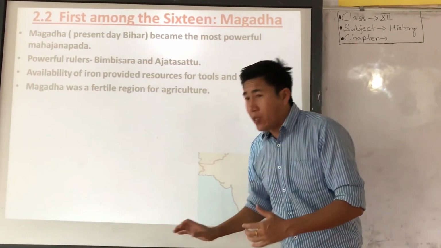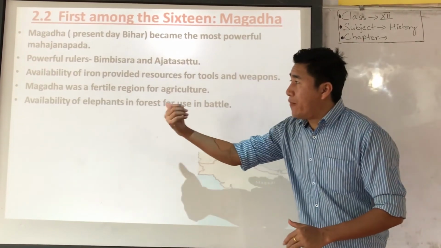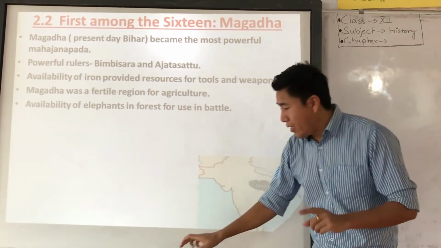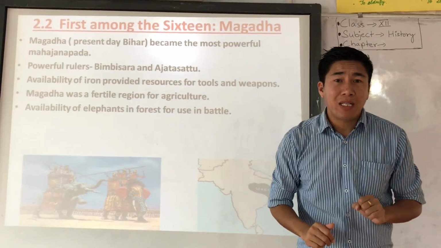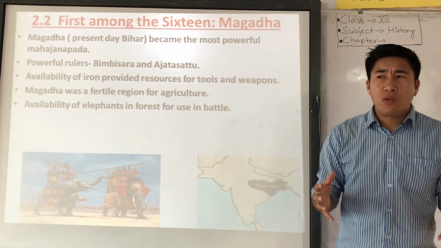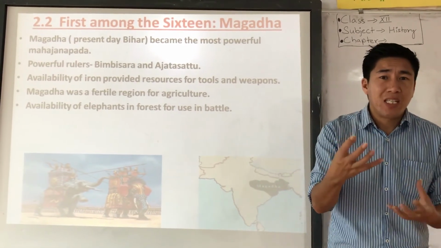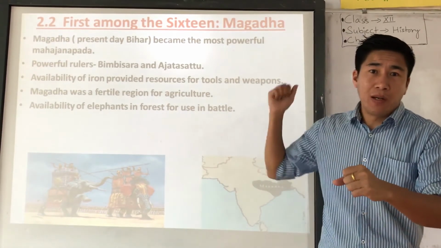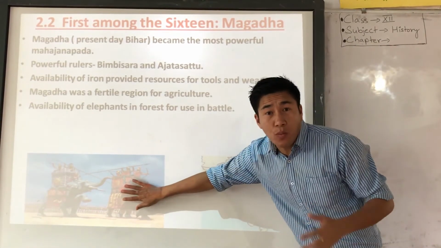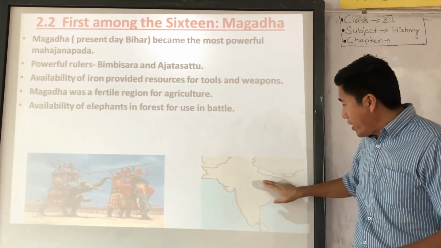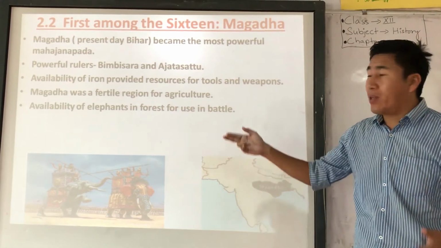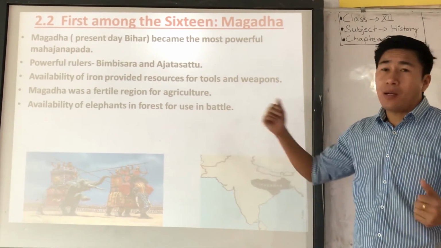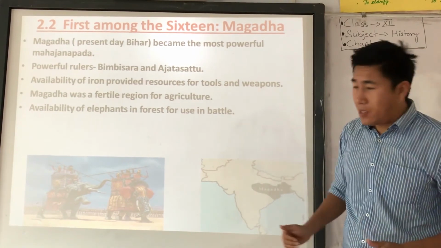And the next point for why it is considered the most powerful is the availability of elephants in the forest, used in battle. See, if you see that picture, you have watched Bahubali, right? In many other ancient stories like the Mahabharata, elephants were a key strategy used in battle, right? They ride the elephant and then attack from above. So it is very good. Elephants are very useful in war during that time. In this area there were lots of forests, so elephants were available there. Because of the elephants, they used them in battle. So that is why they became one of the most powerful among the 16 Mahajanapadas.